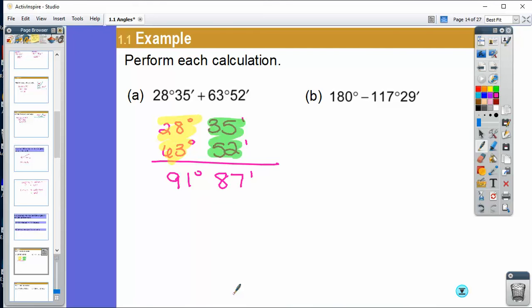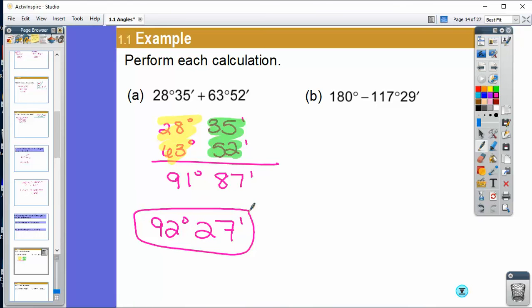So if my minutes are bigger than 60, we're going to rewrite this. When I get 60 minutes, that turns into a degree. So that would make it 92 degrees. If you took away 60 minutes here, 27 minutes. And that's our final answer. Did I confuse anybody right there?